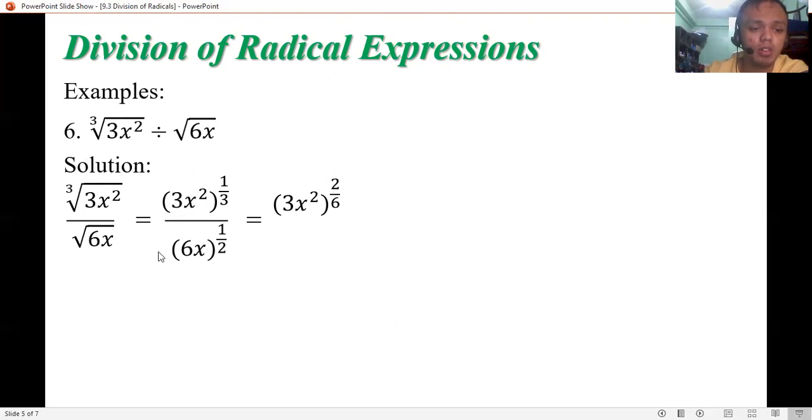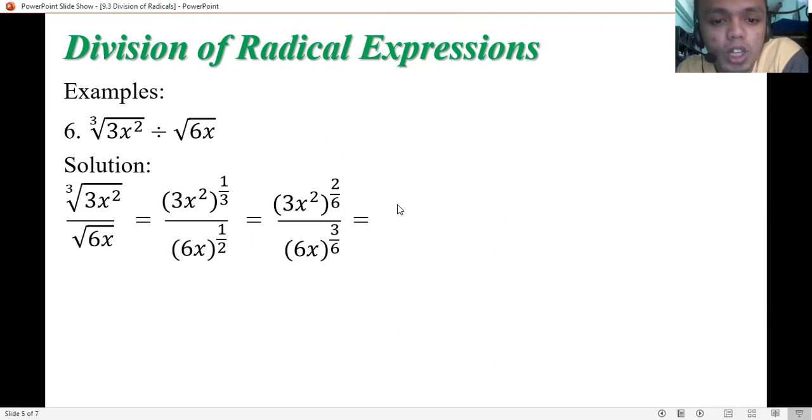Okay, ito yun, 6 yung LCD. 6 divided by 2 is 3, times 1 is equal to 3. So, magiging 6x raised to 3/6. Okay, now, parehas na denominator, ibalik natin siya into radical form. 6th root of 3x squared raised to 2 over 6th root of 6x raised to 3.